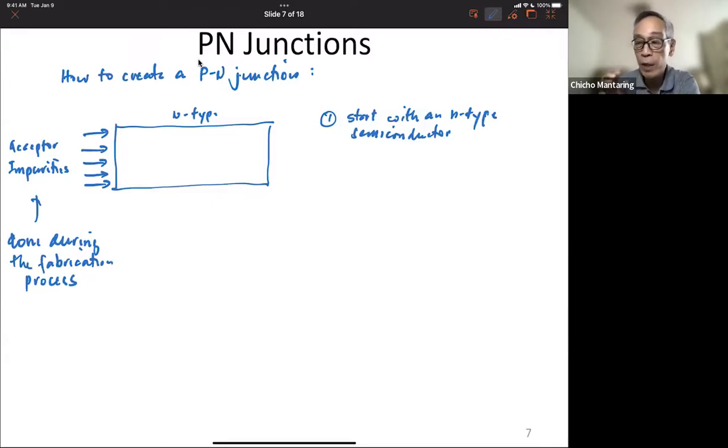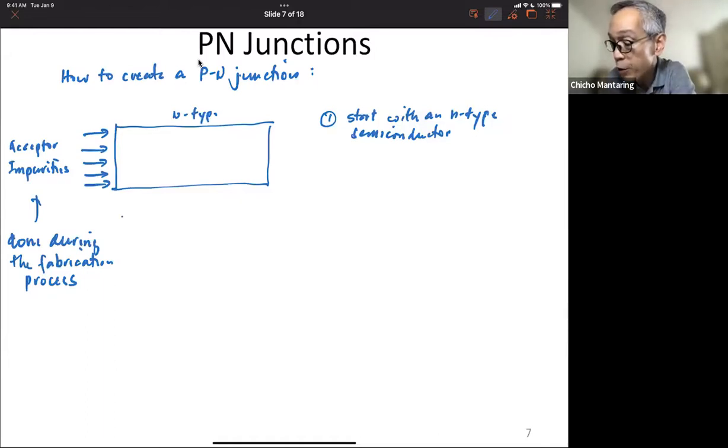And those acceptor impurities, well, this is all done at high temperature. Those acceptor impurities will start replacing atoms here in the left side. And as time goes by, they will encroach further and further into the semiconductor material, much like diffusion. So it's very similar to diffusion.